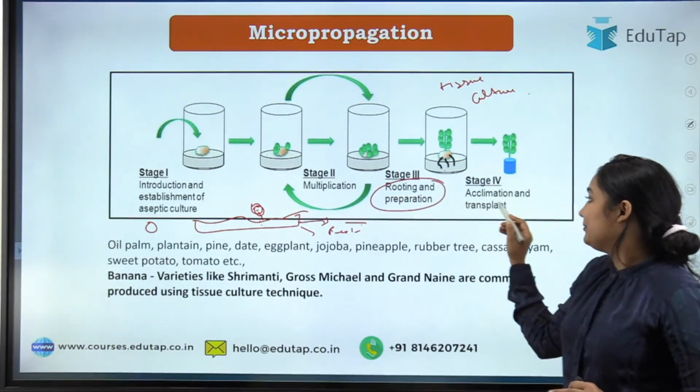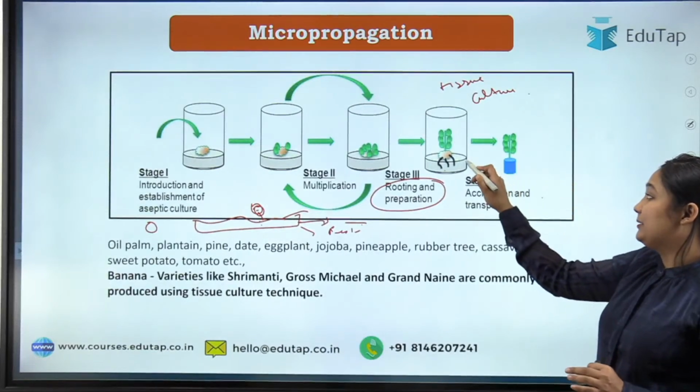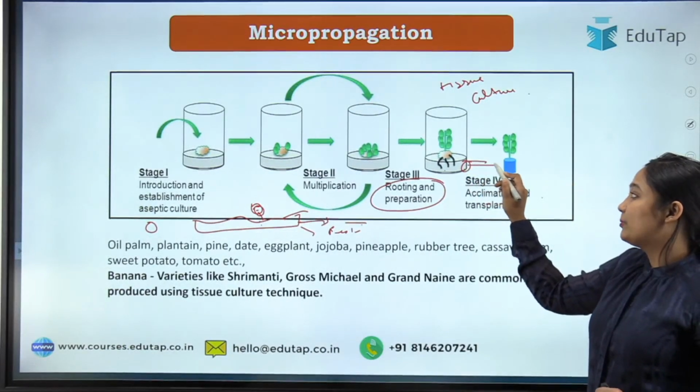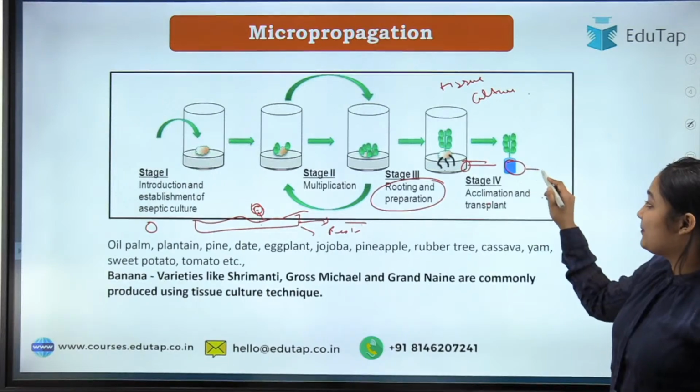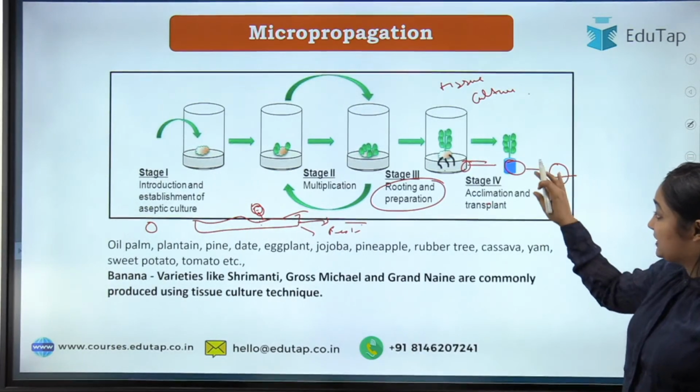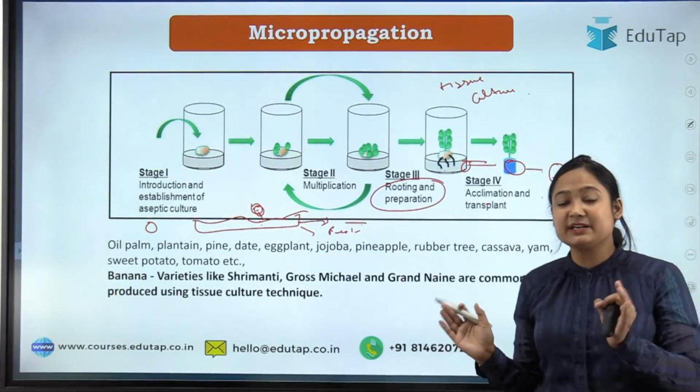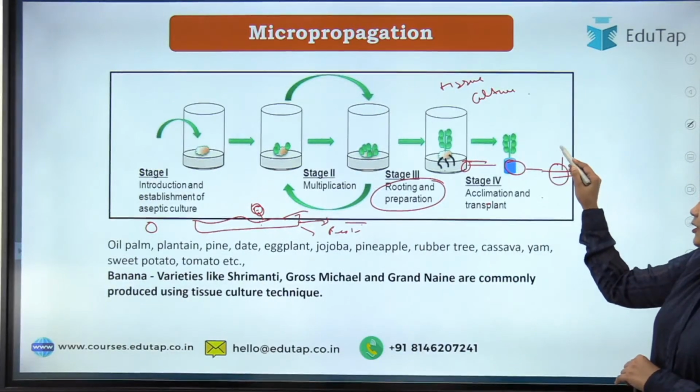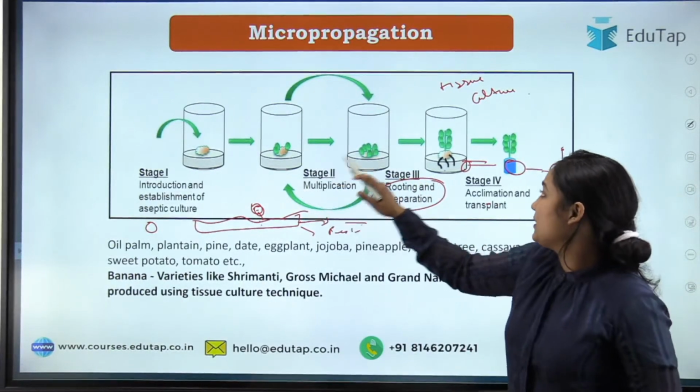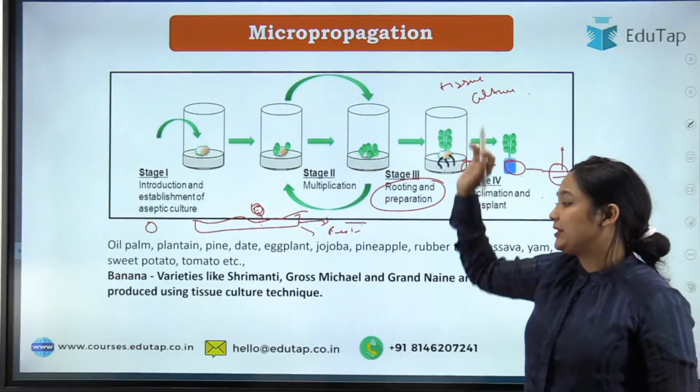Once the roots are there, what will you do? You will slowly solidify the medium, so maybe you will move to a gel medium. Then if the plant is completely acclimatized and grown, you will put it in the soil. So quite easy. From tissue you have started to make a plant. So this will be micropropagation.